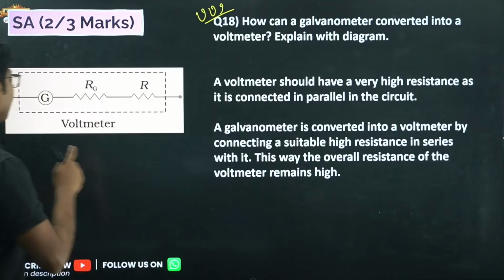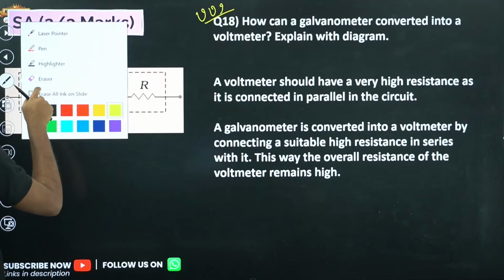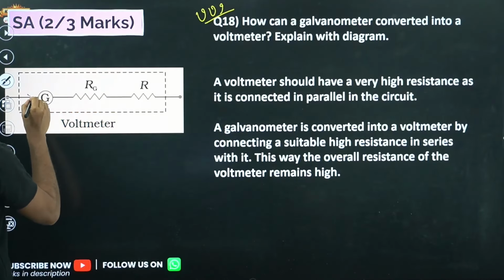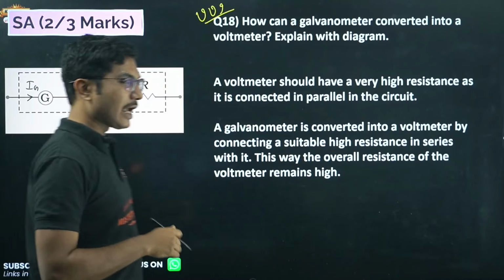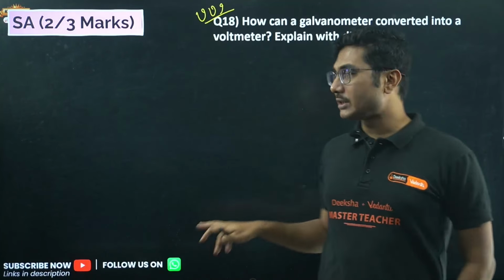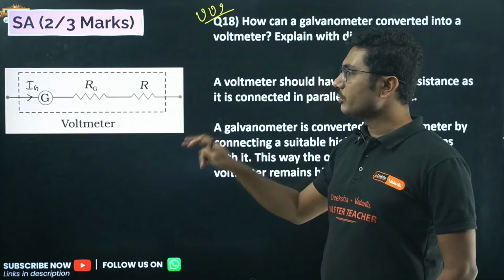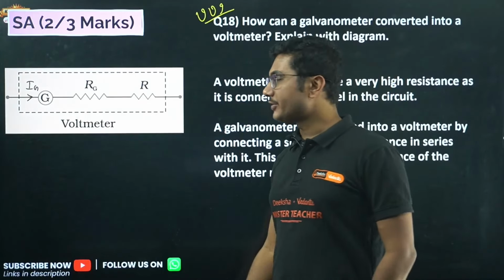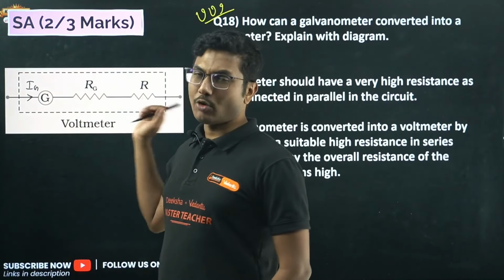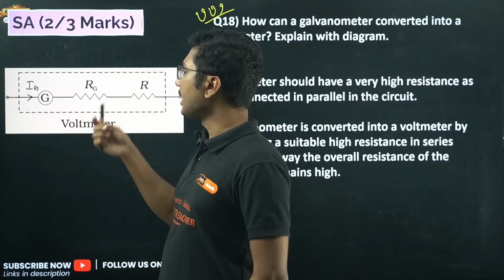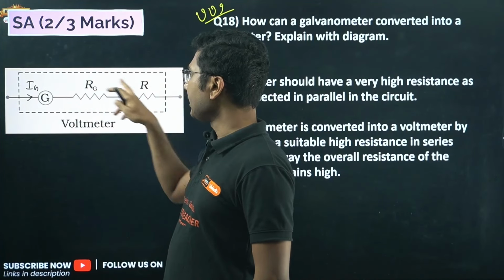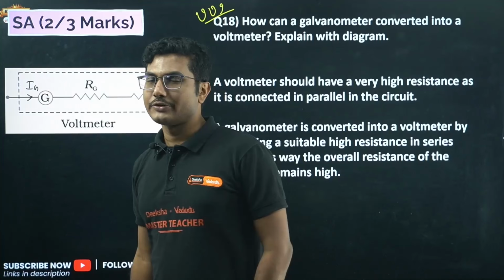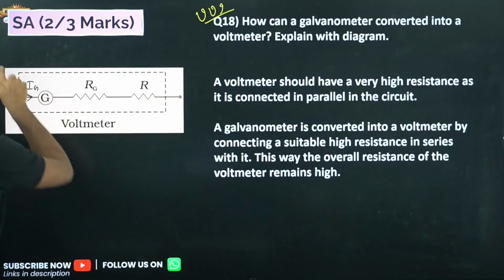Diagram of the galvanometer to voltmeter is given by this. The maximum current that should be passing through the galvanometer is given by Ig. If the maximum current passes through the galvanometer, then that is also the max deflection of the galvanometer. Sometimes problems might come, so you have to remember that the voltage drop across the galvanometer is given by Rg plus R into Ig. So that is the voltage drop across the galvanometer.